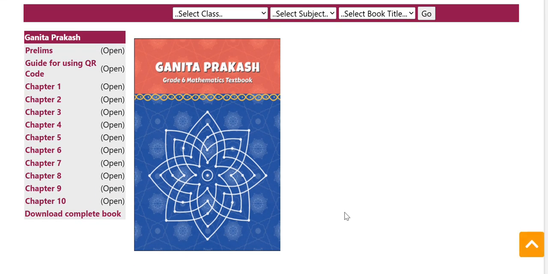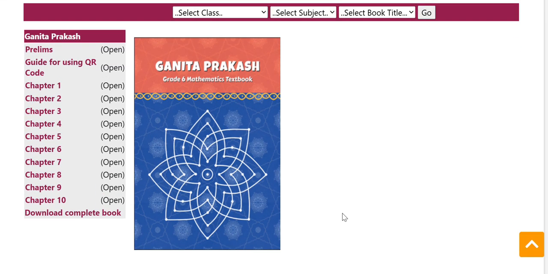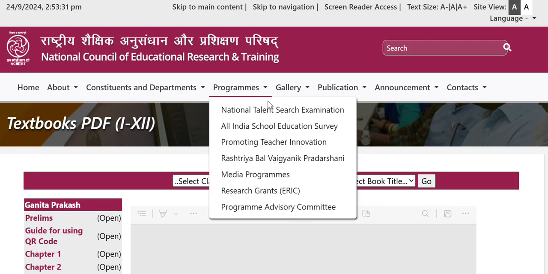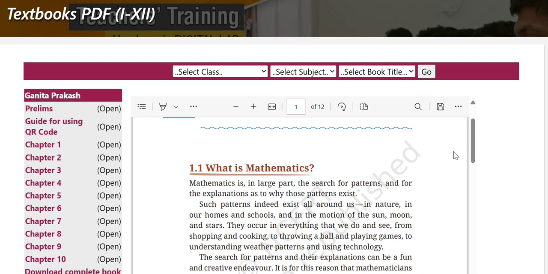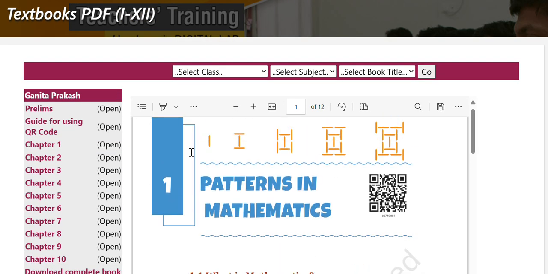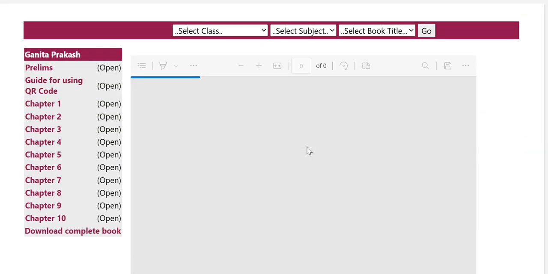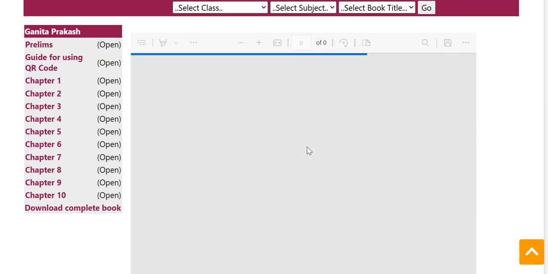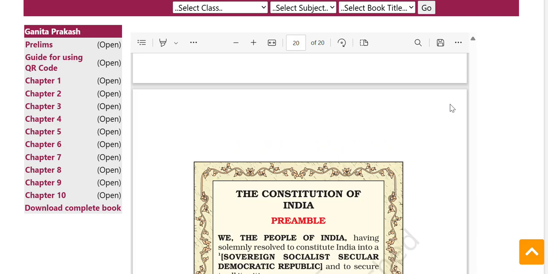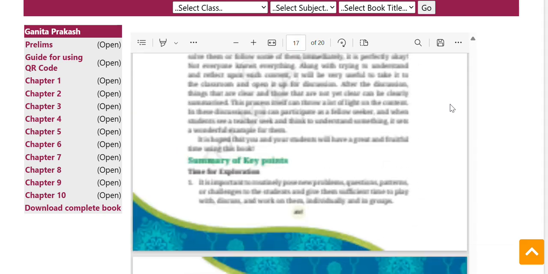So this is the new book which has arrived. You can just download the complete book. It's an interesting book. Let me just show you one or two pages. The chapter names are different. So let me just go to prelims. This will give us an idea what the overall book is all about. So interesting book, I would say.